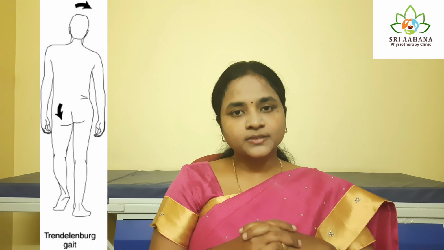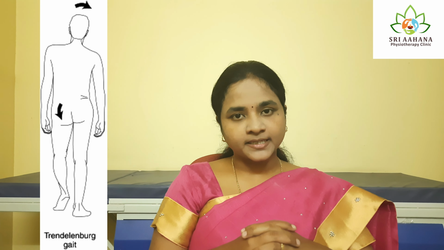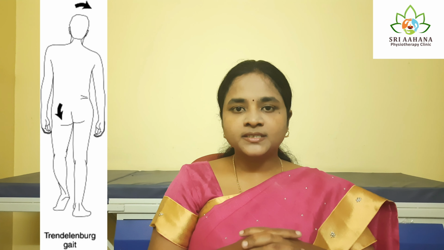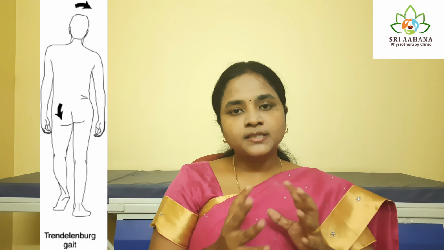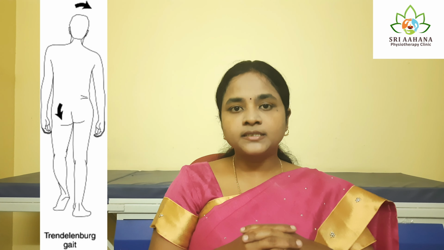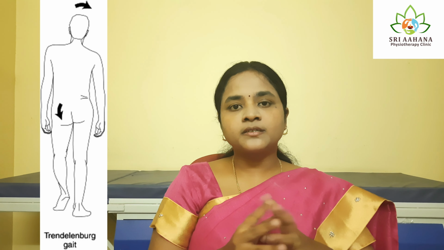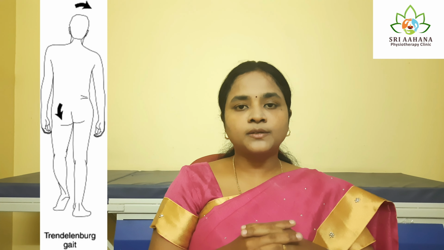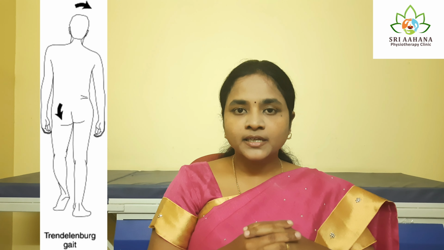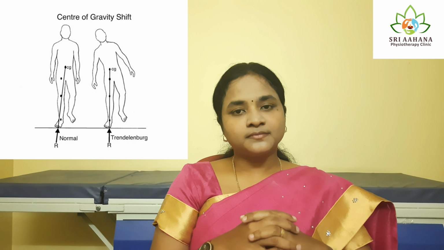Our today's topic is going to be about the Trendelenburg gait. This Trendelenburg gait is caused due to the unilateral weakness of the hip abductor muscles. These are nothing but our gluteus medius and the gluteus minimus. These muscles are innervated by the superior gluteal nerve, so any injury or entrapment caused to this nerve will result in this kind of Trendelenburg gait.